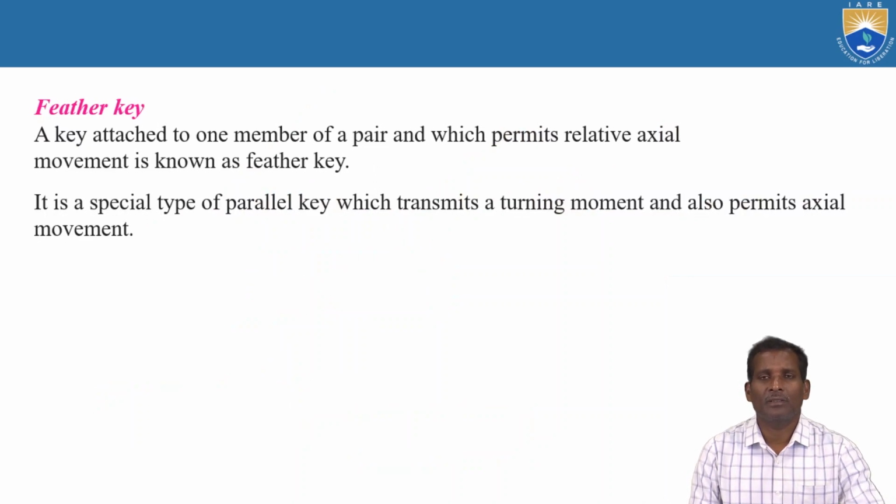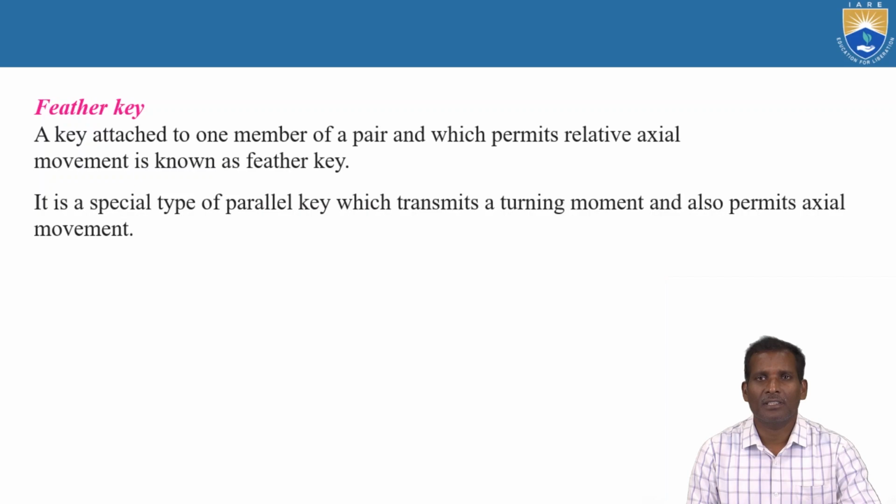Next, another type of key is feather key. A key attached to one member of a pair and which permits relative axial movement. So this key allows axial movement, relative axial movement. So generally, the keys are used to arrest the relative motion between the shaft and hub. But it permits relative axial movement. This is a special type of parallel key. It transmits turning movement, and as well as axial movement, it permits.